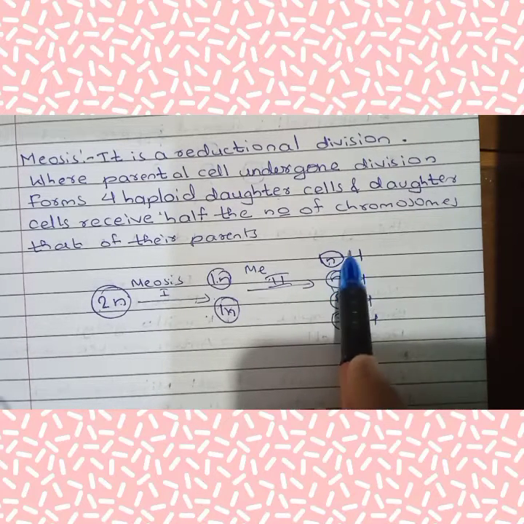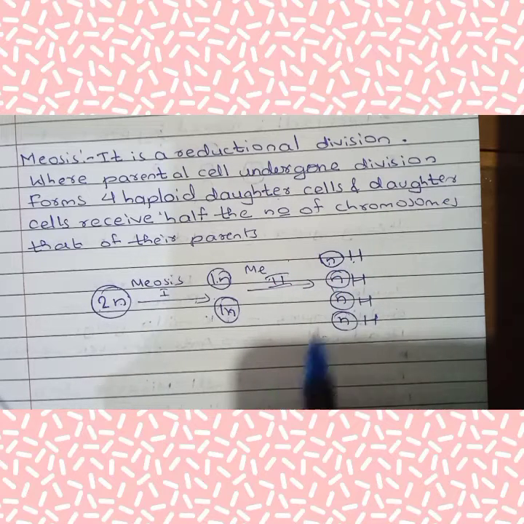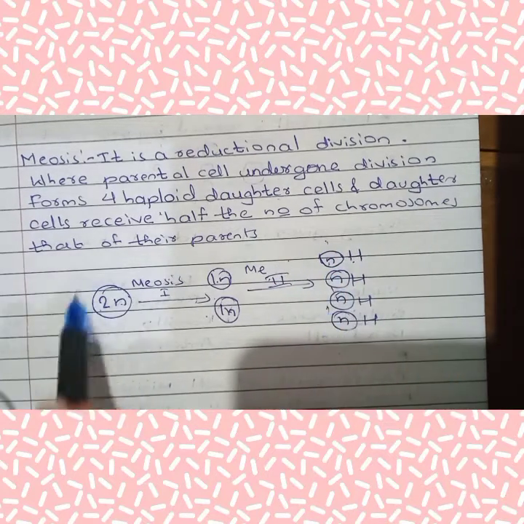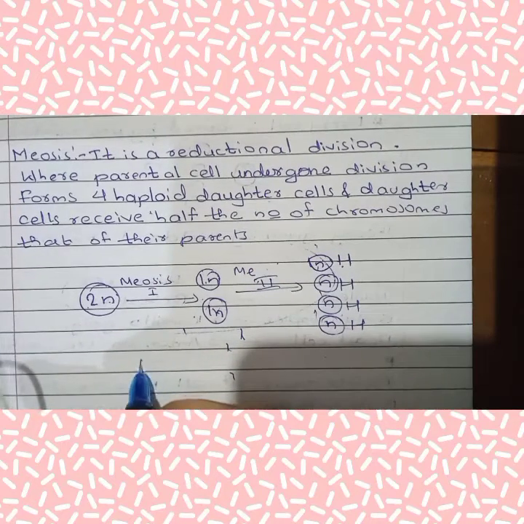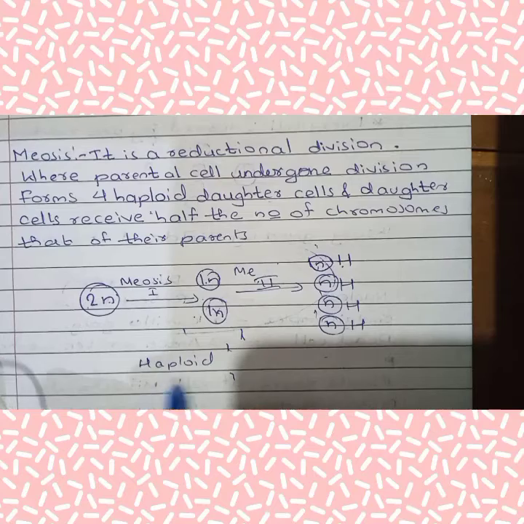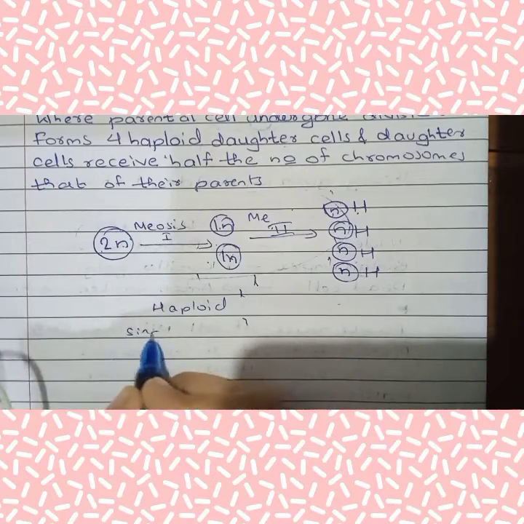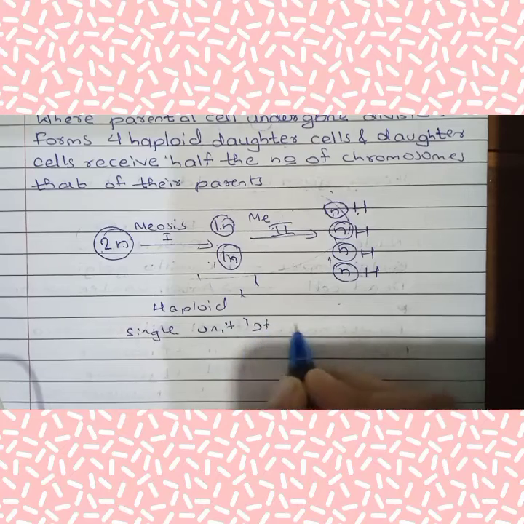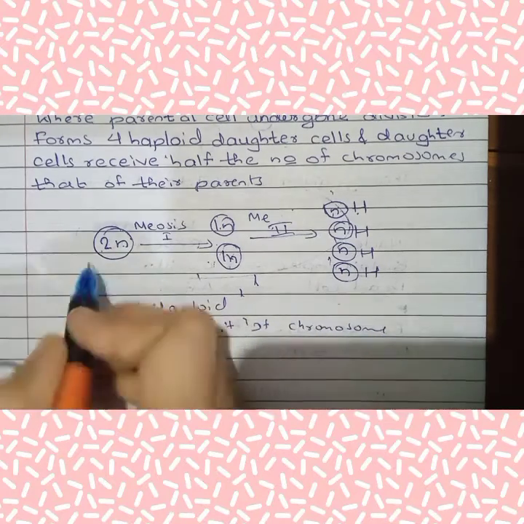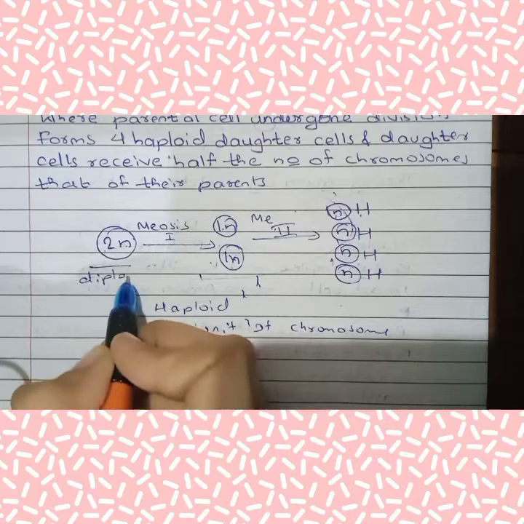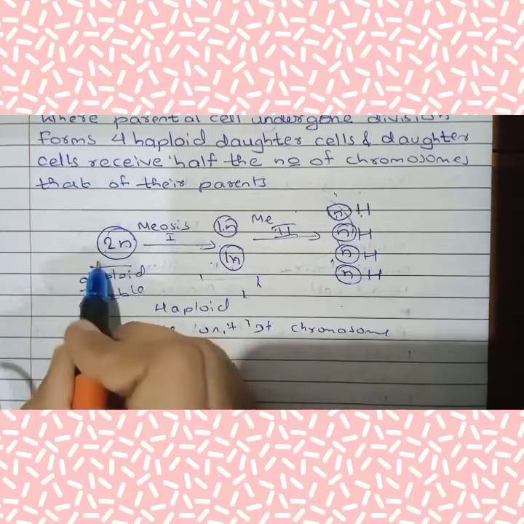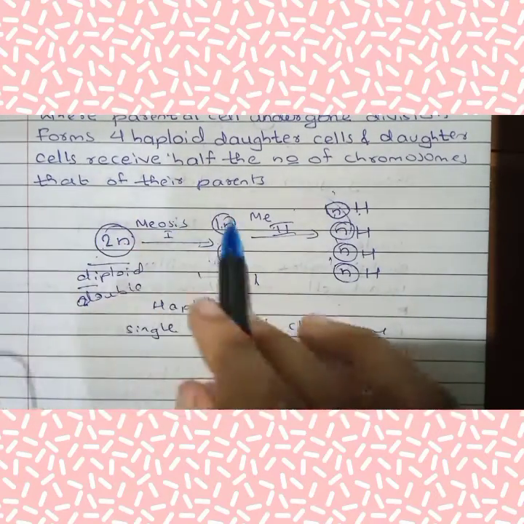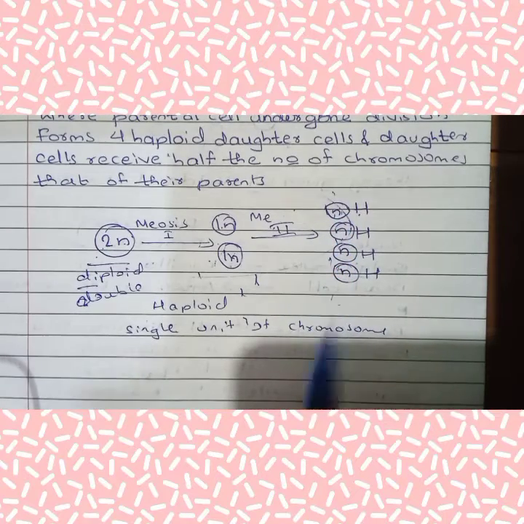The meaning of haploid is that they receive half the number of chromosomes. So they form four daughter cells. Now, what is haploid? It means a single unit of chromosome. Diploid means a double unit of chromosome, but they receive half of it, and so they are haploid daughter cells.